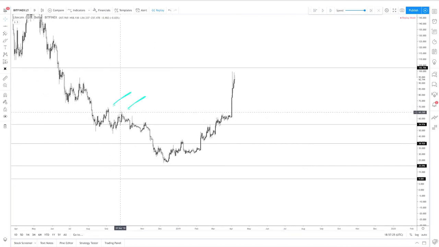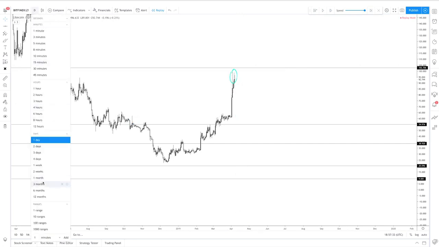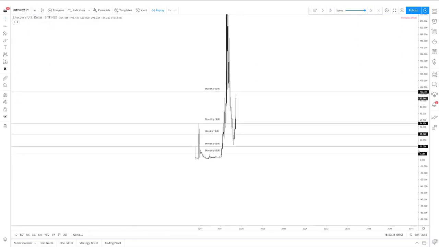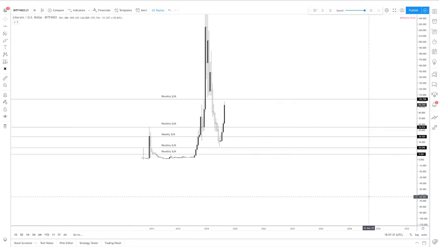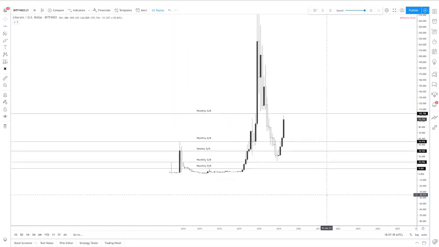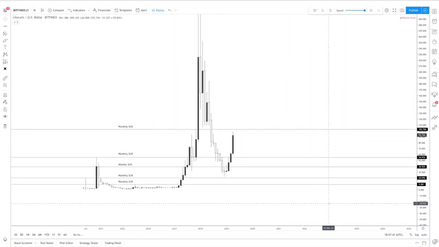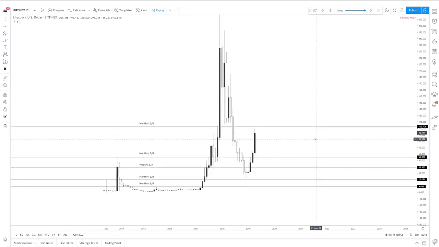Taking out this swing high with a massive impulse up. And we're looking at our next resistance zone here. Let's go back to our monthly and see what this is all looking like. Gorgeous. It's really amazing how this stuff works.